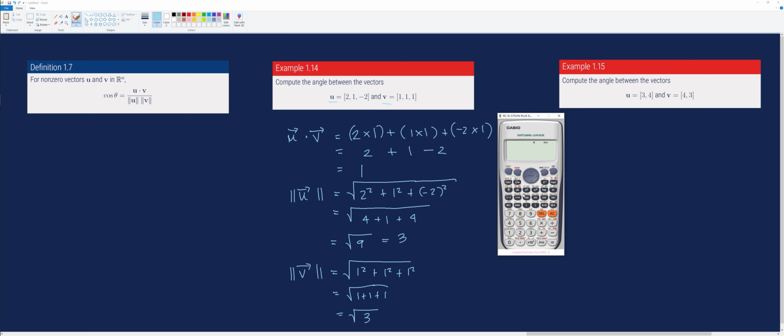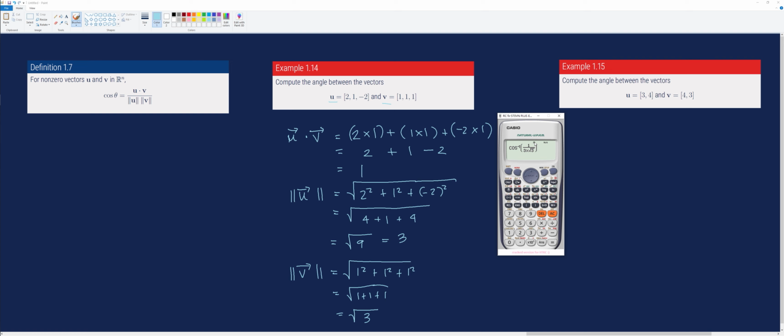Now we were able to solve for all the components needed to identify the angle between the two vectors. We will use now the calculator. So to identify the theta with the cosine function, we use shift cos to access the arc cosine function. Then for our numerator, that is the dot product of the two vectors, which is equivalent to 1. And for our denominator, we need to multiply the norm of u, which is equal to 3, and the norm of vector v, which is equal to square root of 3.